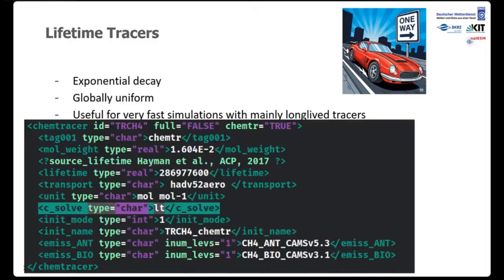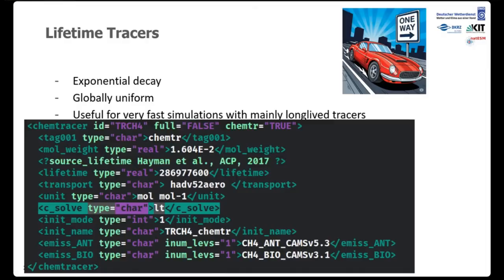Okay, so then a little bit more complex lifetime tracers. The lifetime tracers have that C-solve to LT. And you set here lifetime in seconds in the XML. And then you have just an exponential decay for this tracer. So this lifetime is globally uniform. And that can be useful for very fast simulation with mainly long-lived tracers. So again, like CO2 or CH4, for example.